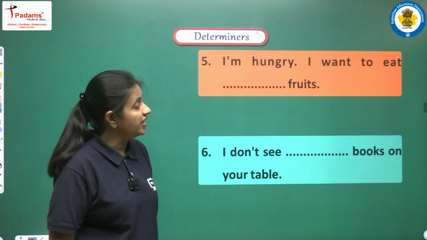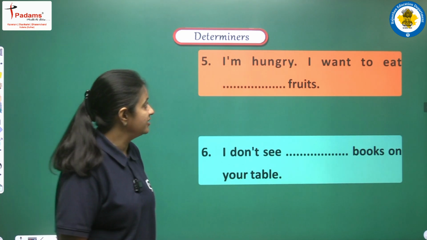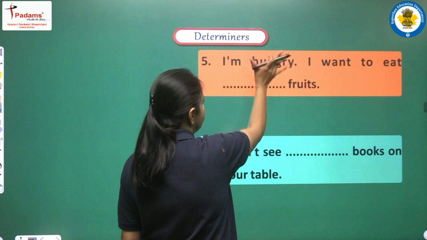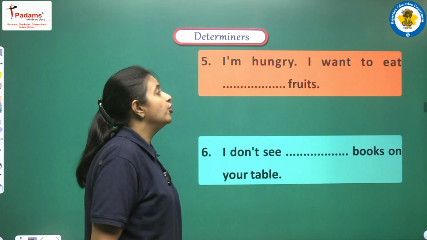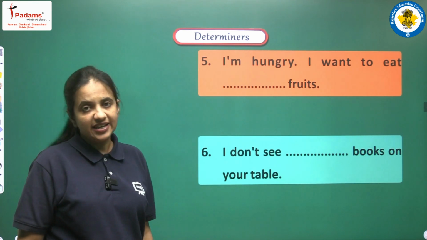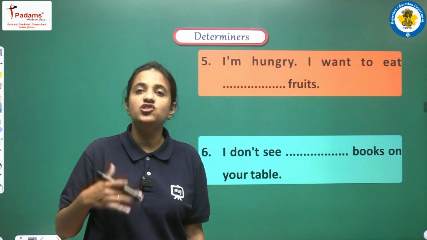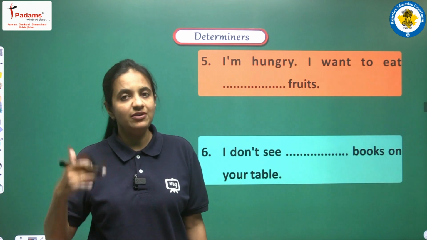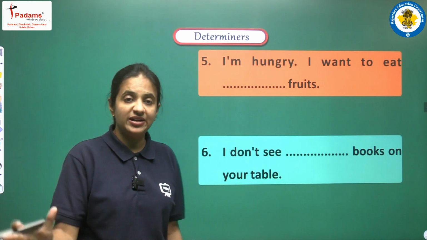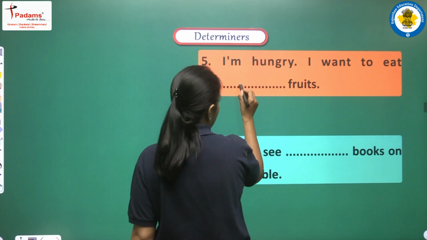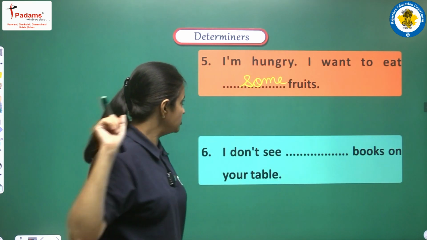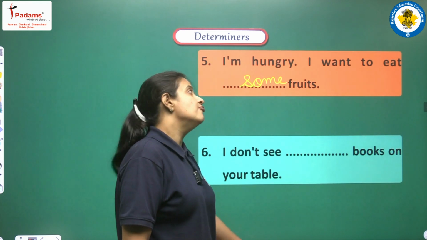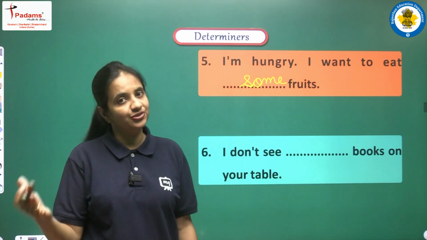Okay. Next, I am hungry. I want to eat fruits. So here in this sentence, we are having two parts. The first part is I am hungry. In the second part, we are having I want to eat fruits. So yes, again we can see that we are having one general statement. We are having one positive, or we can say affirmative sentence. So here in this blank, we have to use some, and the complete sentence will be, I am hungry. I want to eat some fruits.